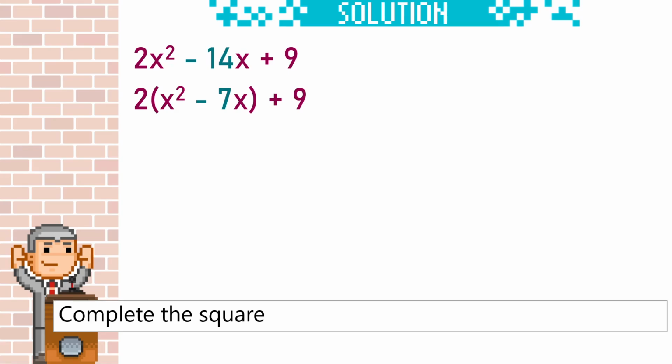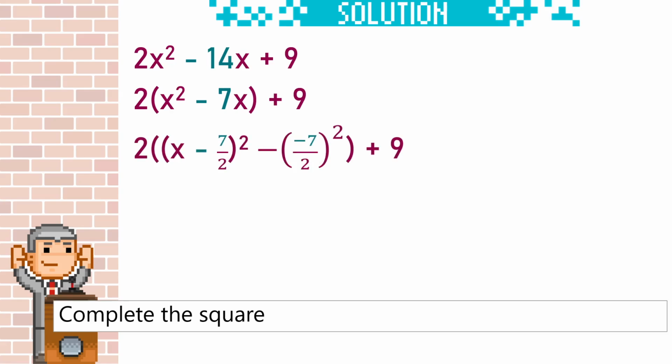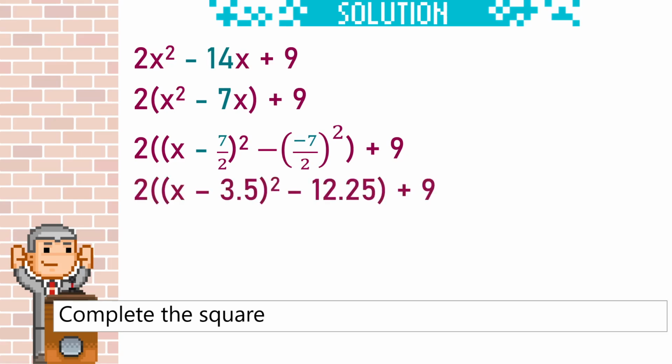We can now complete the square for the terms inside the bracket. So our b is minus 7, so we're going to do a bracket with x minus half of that, 7 over 2, squared, minus that minus 7 over 2 squared. It's sometimes easier to work with decimals, so I'm just going to convert those into decimals.